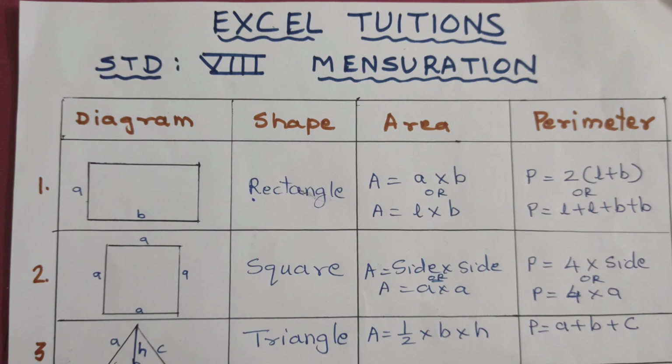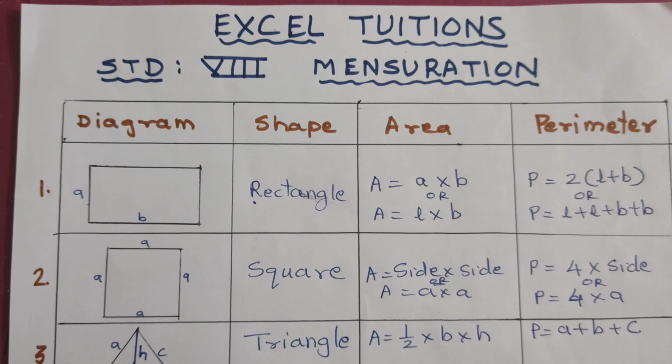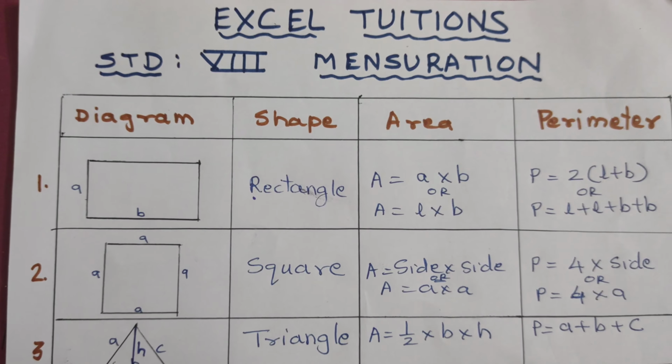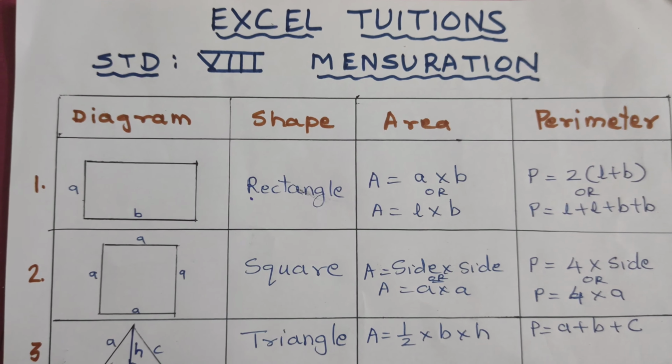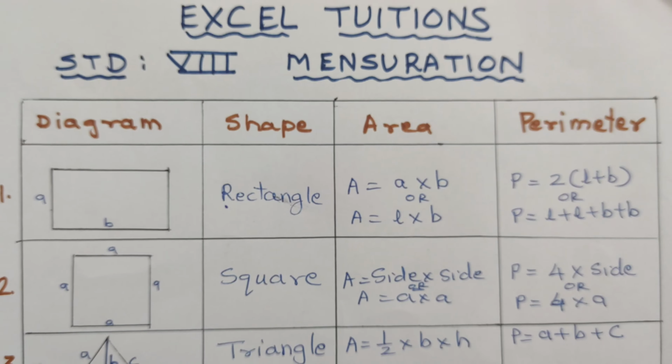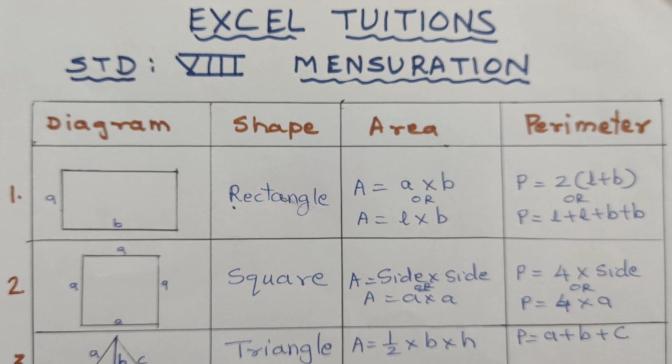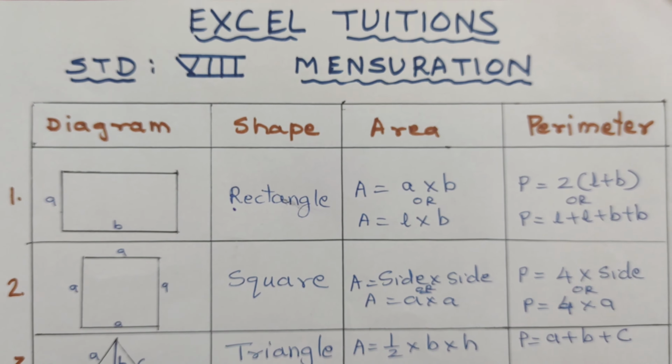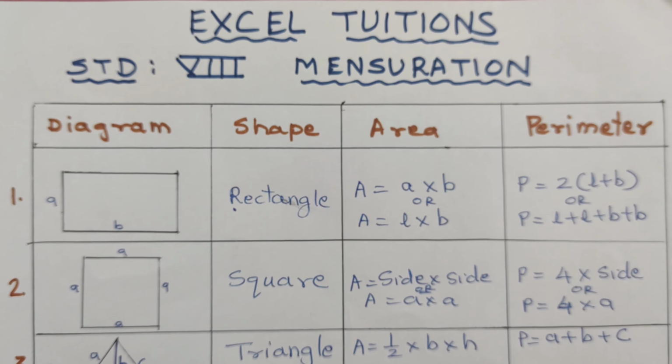In this video, we are going to learn about Chapter 11, Mensuration, for Standard 8. First, we will look at the important formulas of area and perimeter for different shapes.